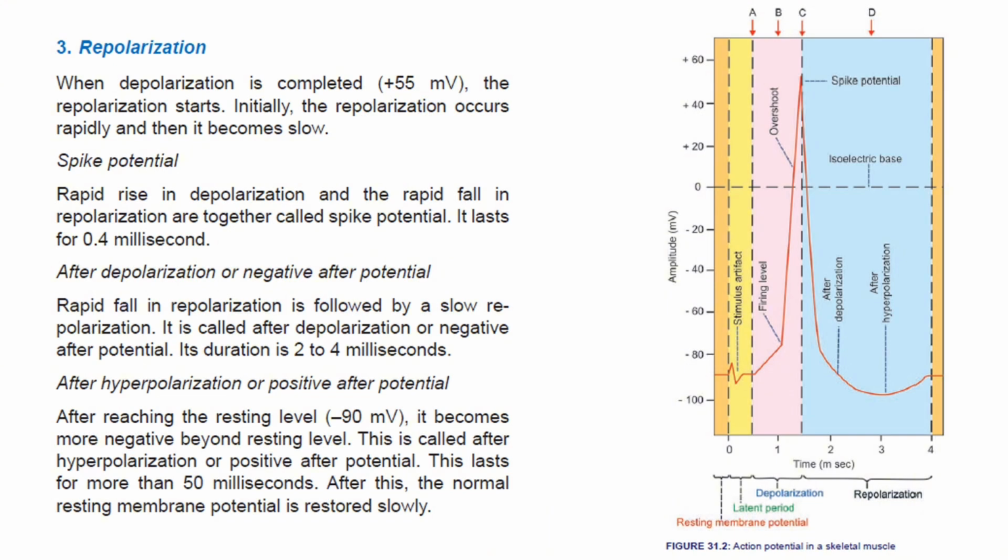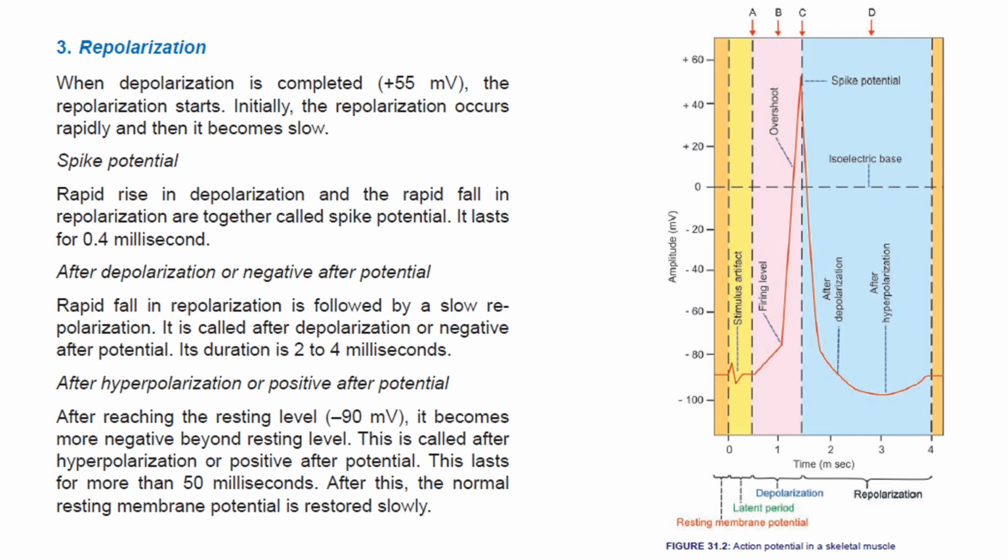The key components of repolarization are, firstly, the spike potential. The rapid rise during depolarization and the initial rapid fall during repolarization are together called the spike potential. This phase is brief. It lasts only about 0.4 millisecond and is clearly marked on the action potential curve.